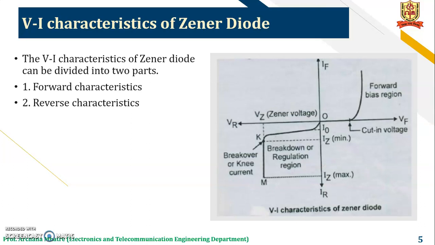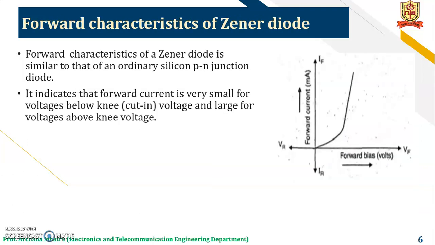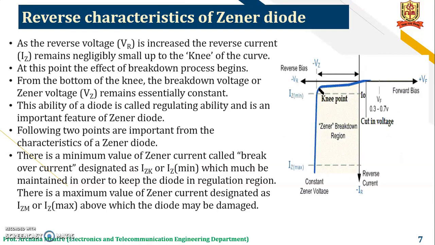VI characteristic of Zener diode. So this is the graph which shows the forward as well as reverse characteristic of a Zener diode. Forward characteristic of a Zener diode is similar to that of the ordinary silicon p-n junction diode. It indicates that forward current is very small for voltages below the knee, that is cut-in voltage, and large for values above the knee voltage. Now reverse characteristic of Zener diode.